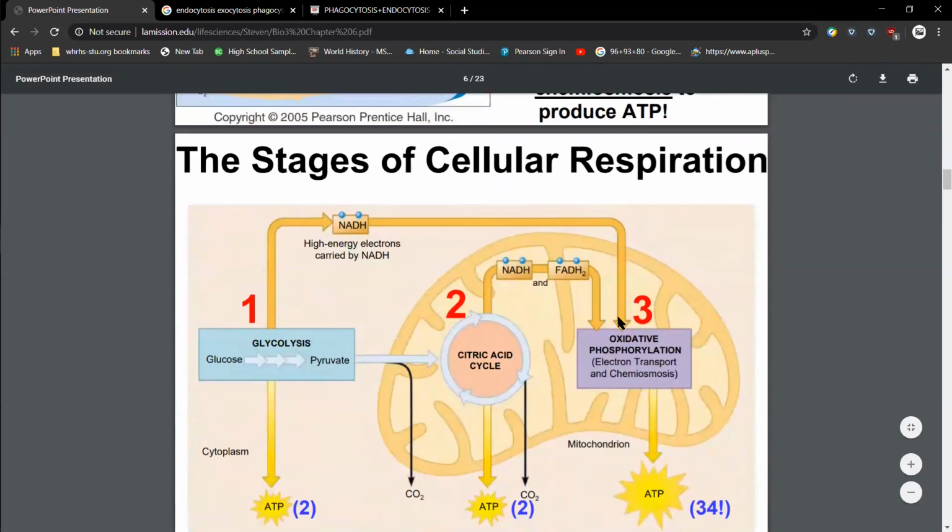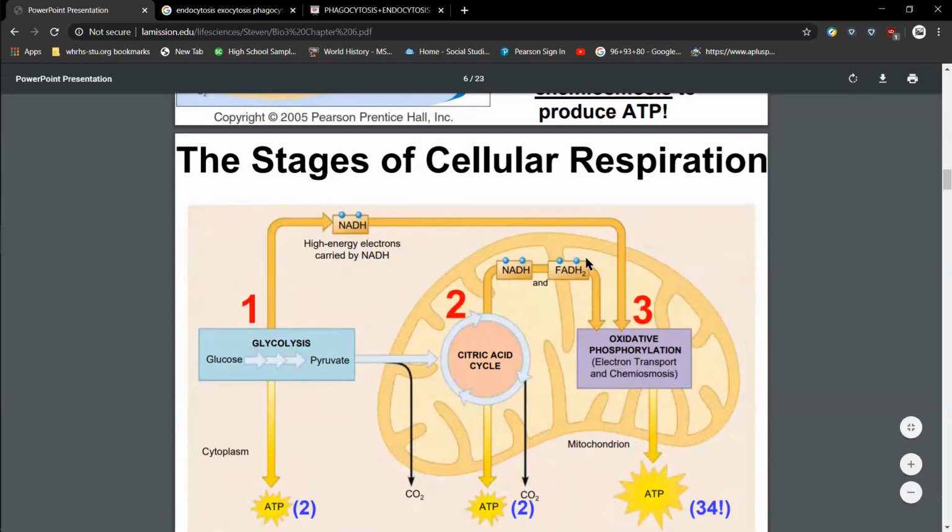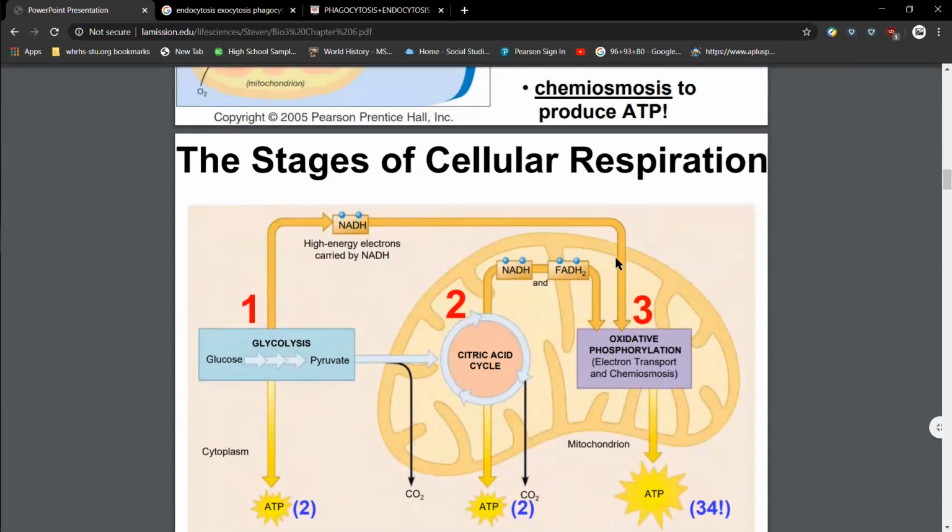I want to talk about NADH and FADH2. These are energy-carrying molecules. They carry high-energy electrons from the other two steps to the electron transport chain. Glycolysis will produce NADH molecules. The citric acid cycle will produce NADH and FADH2 molecules, and they will all be moved to the electron transport chain.